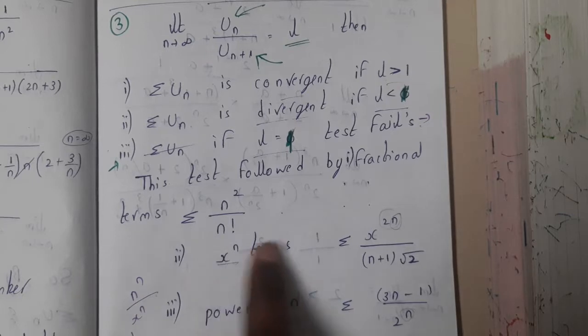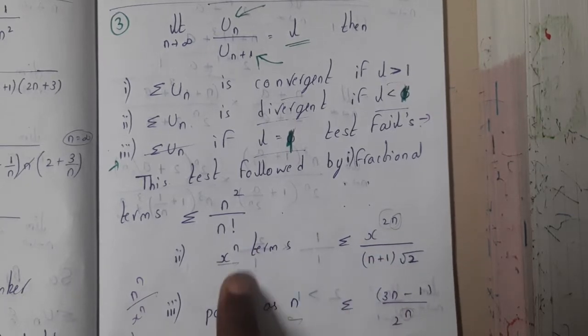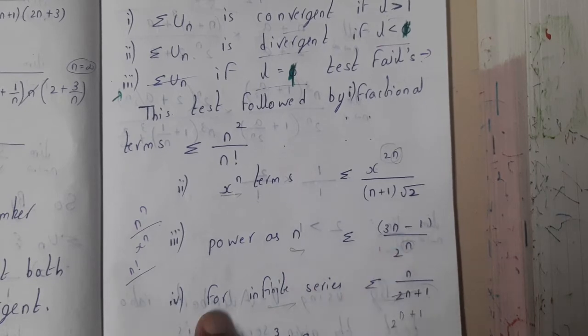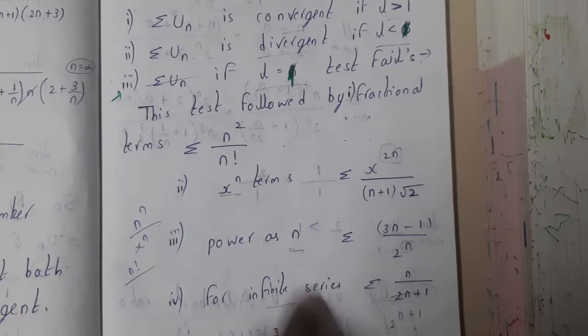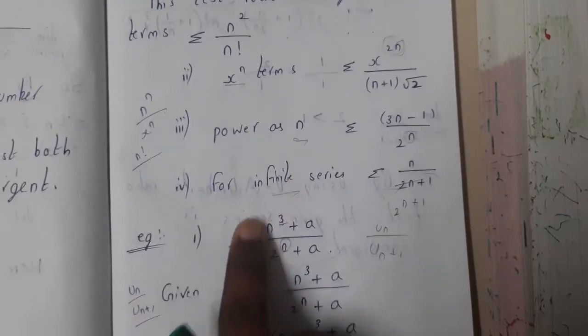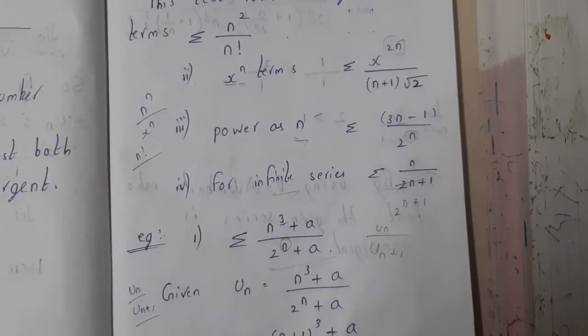Basically, these are the multiple formulas you can say, guys. That is x and the power will be in this way, power as a n. It could be in this way also for infinite series. So it could be in any of these four formats, guys. First let us go through the first question.